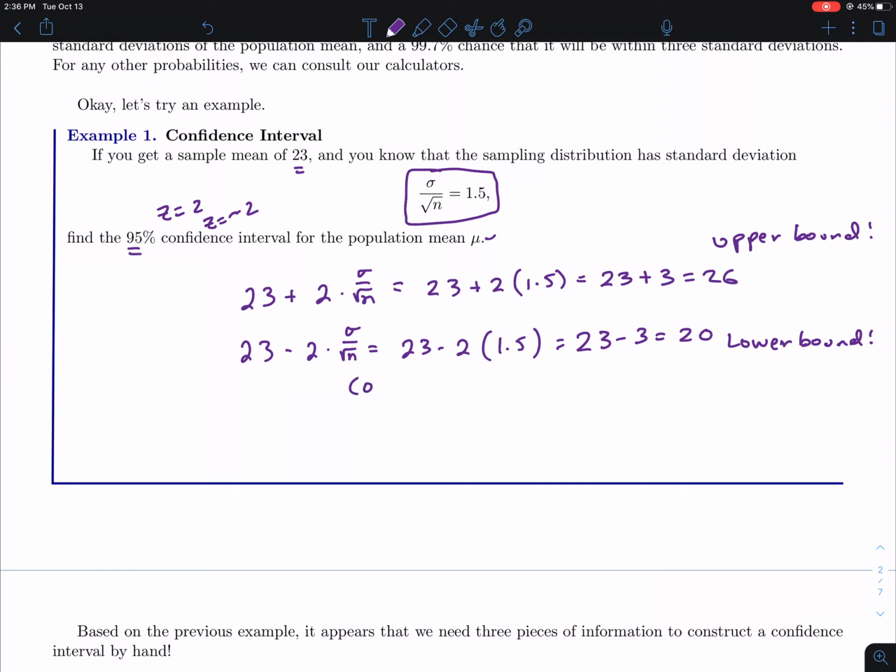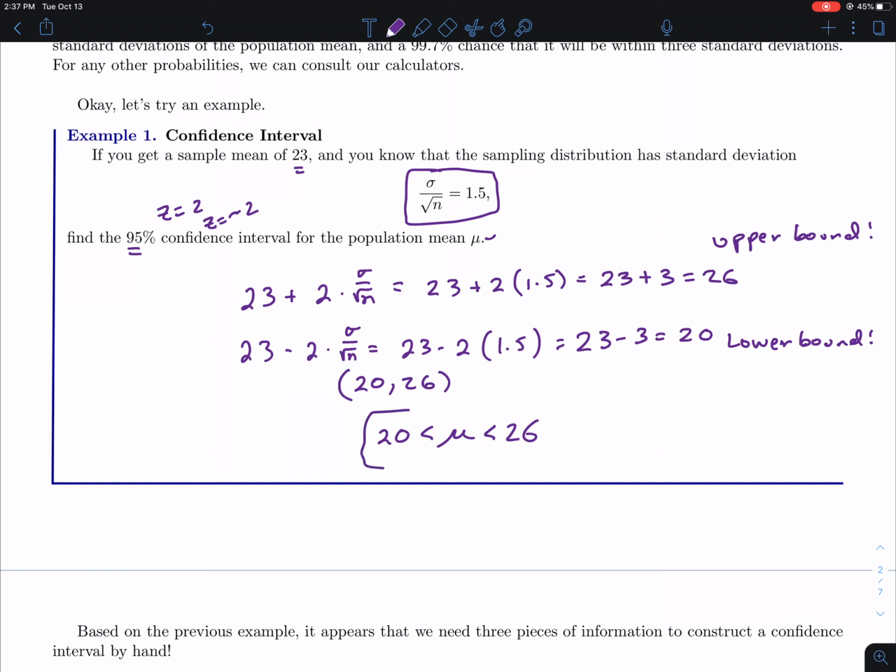Sometimes you'll see it written in interval notation, where you use parentheses. For me, I like the inequality notation a little bit better. It would look like 20 less than, and we put our mu in there, because the goal is to estimate the population mean. We want to put the population mean parameter in there, not our sample mean, even though we centered this interval around our sample mean. So it would look like 20 less than mu less than 26.